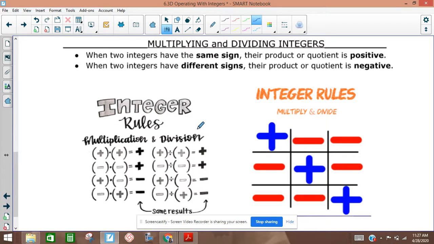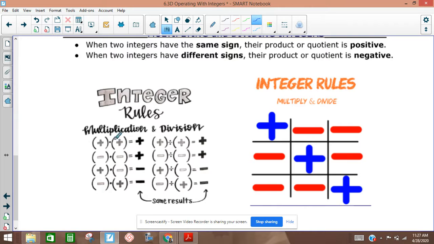This one is simple multiplication and division, just like multiplying and dividing whole numbers. All you have to do is follow the integer rules. Here's an example. When you multiply two positives, my answer is positive. When you divide two positives, my answer is positive. Multiply two negatives, the answer is positive. Divide two negatives, the answer is positive. Multiply a positive and a negative, my answer is negative. Divide a positive and a negative, my answer is negative. Multiply a negative and a positive, the answer is negative. Divide a negative and a positive, my answer is still negative.